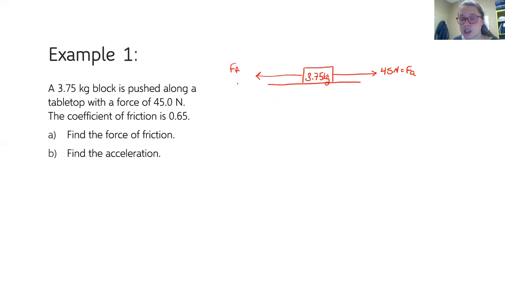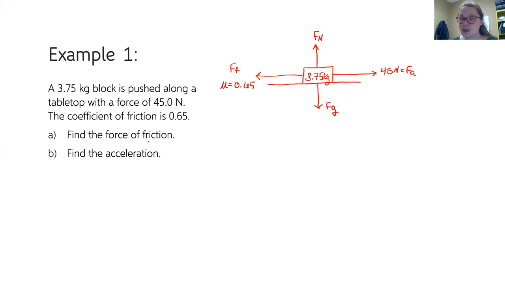There's our force of friction. And I'm just going to put next to it mu equals 0.65, just so that I have that information labeled with it. Now, downwards, we have the force of gravity. And then upwards, we have our normal force. Okay? Now that we have those pieces in place, we should stop and calculate any values that we know.